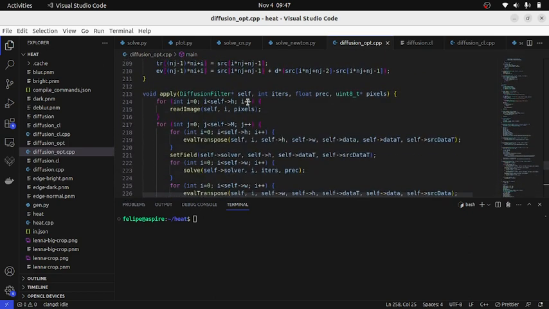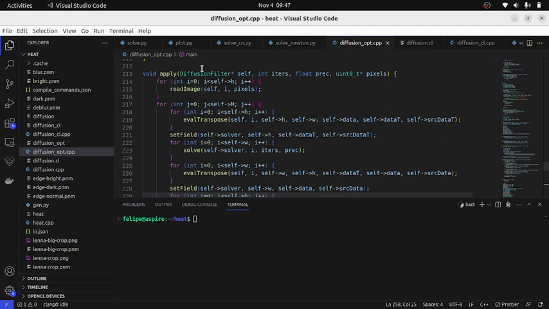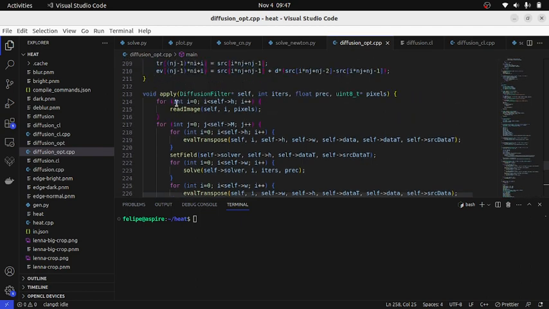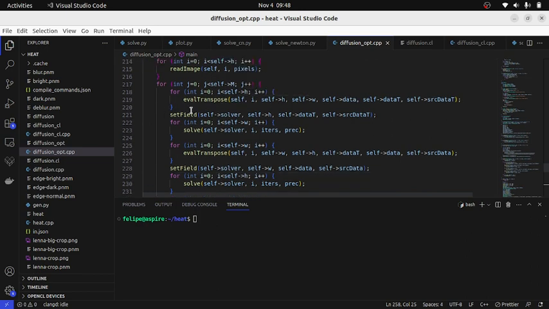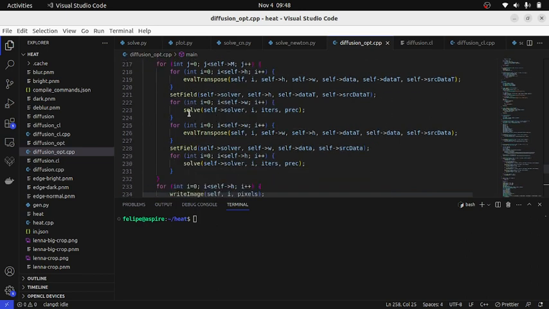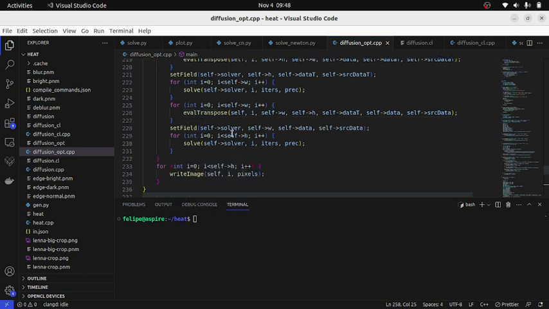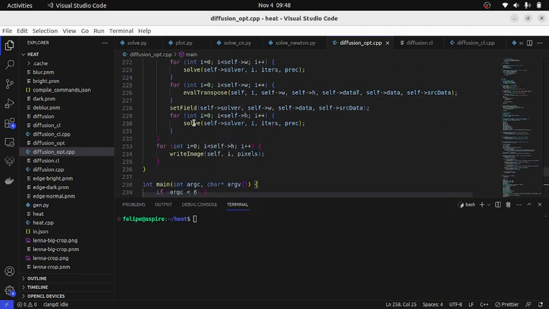And then the heart of the code is this apply loop. We read the image, we evaluate the transpose, set the field for the Newton solver, then solve, then evaluate the transpose, set the field and solve, and then we go through this several times, right? Like I said, if we want to put this in the graphics card, we need to find a way to parallelize all of this.